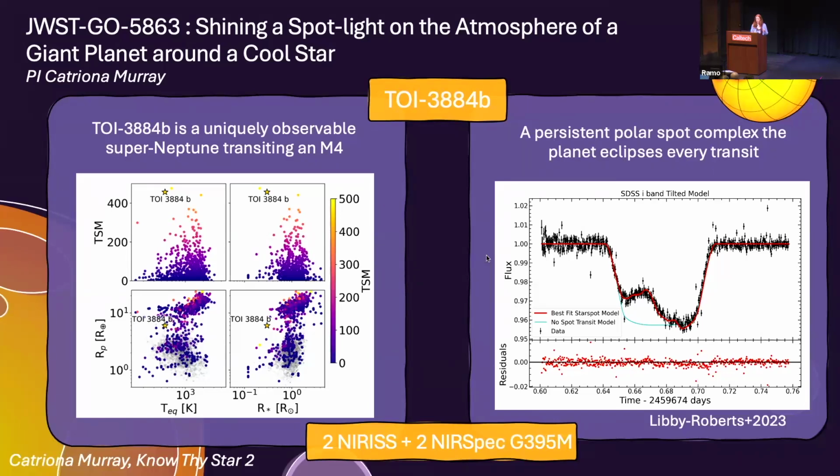We also have this persistent polar spot complex that we're seeing in every transit. And so our hope with JWST was to kind of build up that spot signature and be able to then empirically derive the spectrum of the star spot.